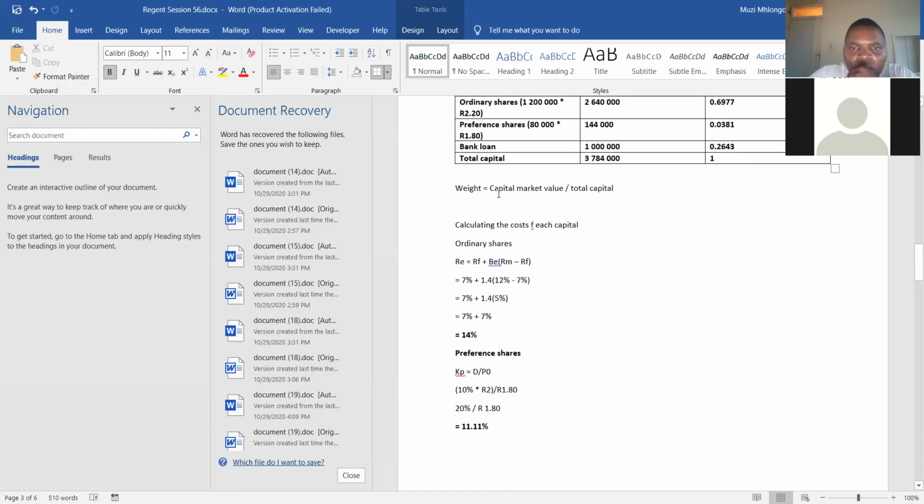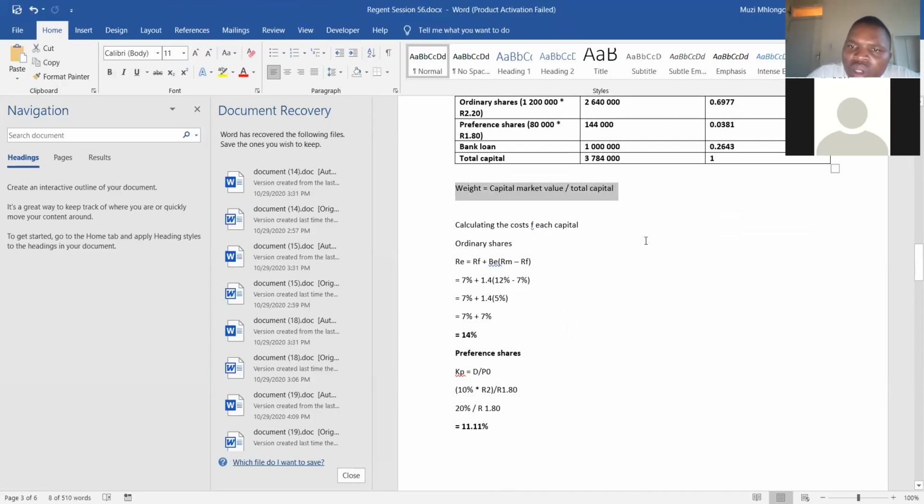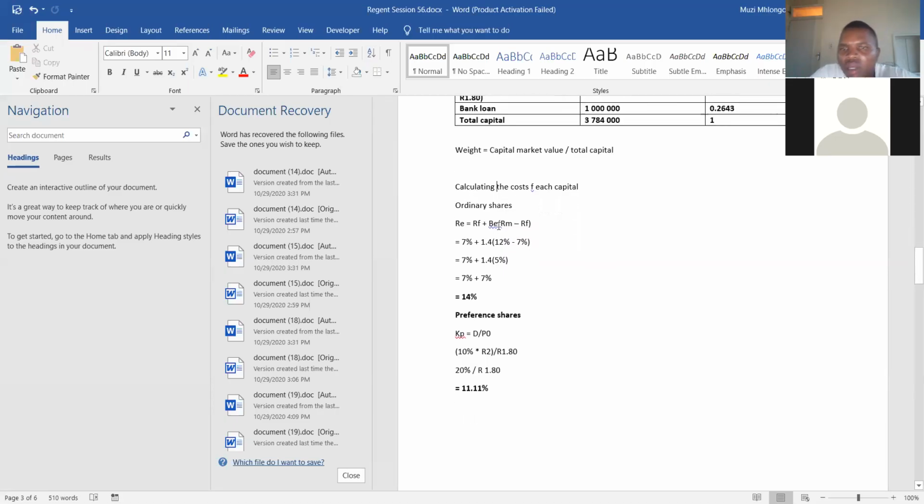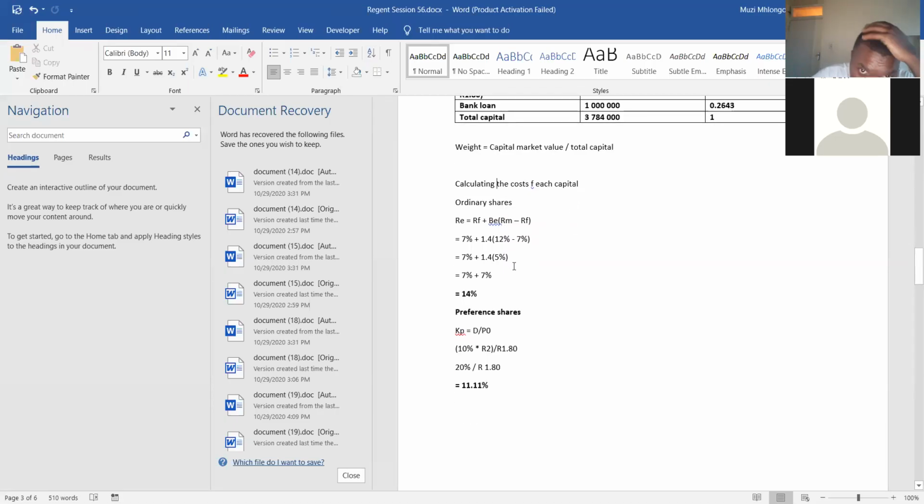And then you see, this is the formula that you use to get the weight. It's capital market value over total capital. And then you are good to go. And then after that, you need to calculate the cost of capital for each form of capital that you are having.